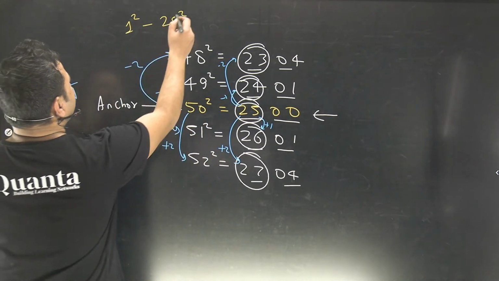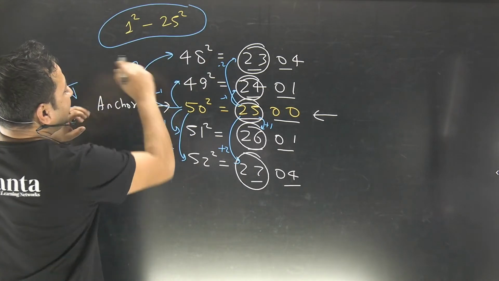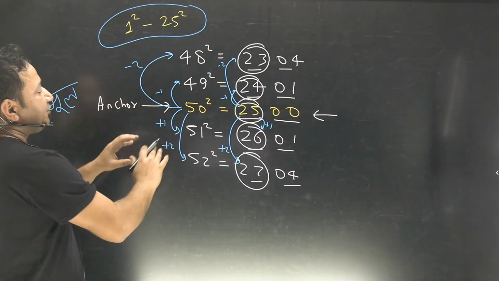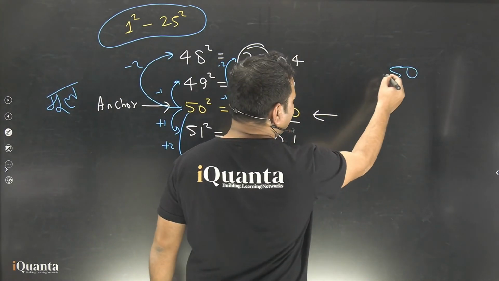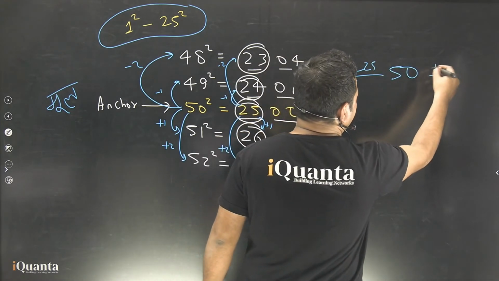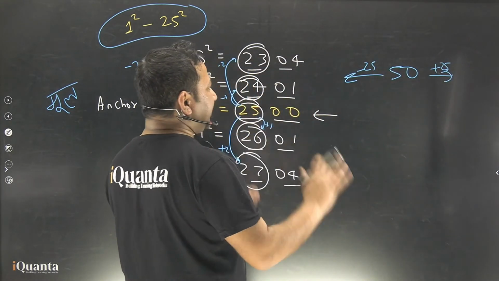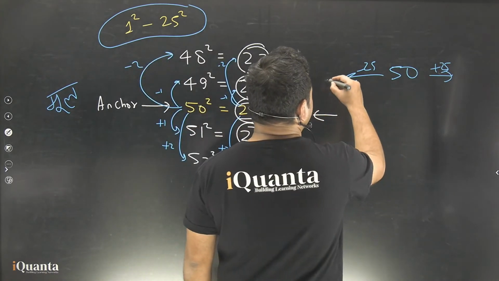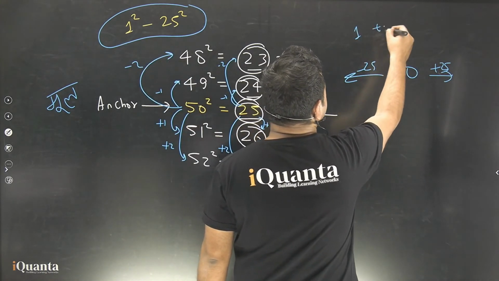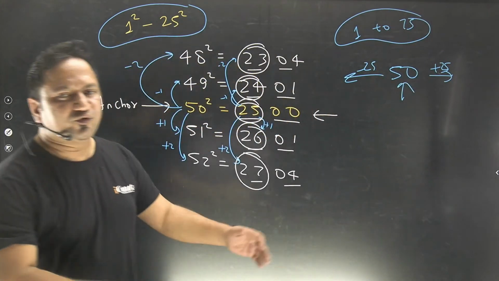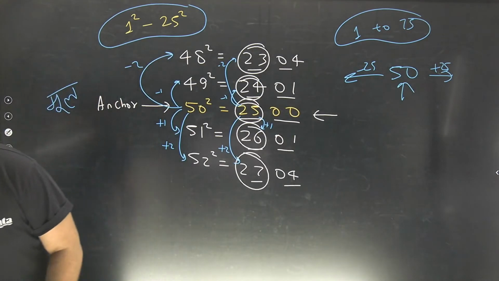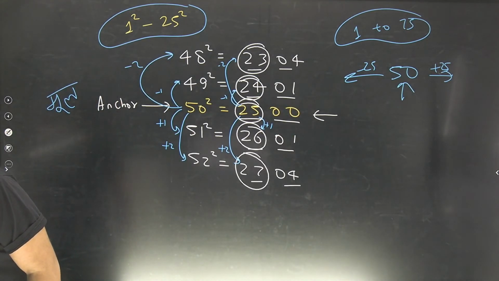Now when I say you have to remember the squares from 1 to 25, what does that mean? That by using this technique, you can move 25 steps ahead of 50 and 25 steps backward of 50. Is that right? Which also means that you can calculate all the squares from 1 to 75. From 1 to 25, you already remember, by using this anchor, you can move 25 steps ahead. That means you can calculate all these squares till 75. Got it? Is that clear? And that is why I say only 25 are required. Perfect?